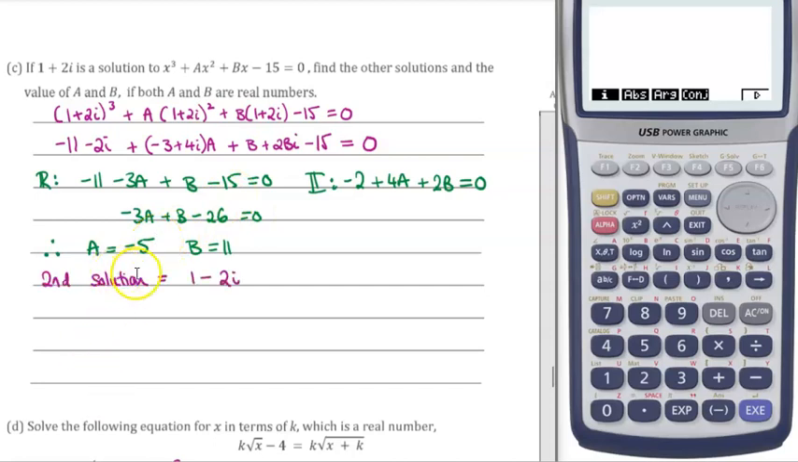The second solution is 1 minus 2i. Now that is straight away from knowing it's the complex conjugate of 1 plus 2i. So we've got the values of a and b, and we've got the second solution. Now we just need the third one.